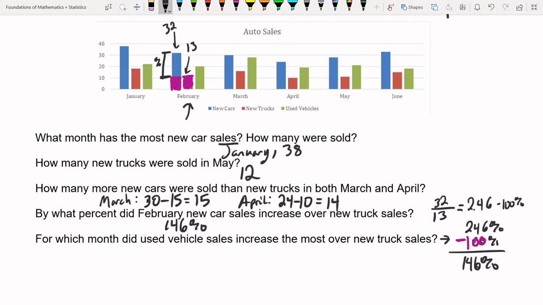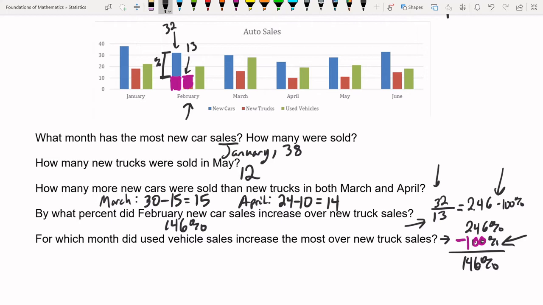So all I did was take the higher number divided by the lower number and make it a percentage. And all I did after that was subtract 100% from that. That gives me the percent increase.